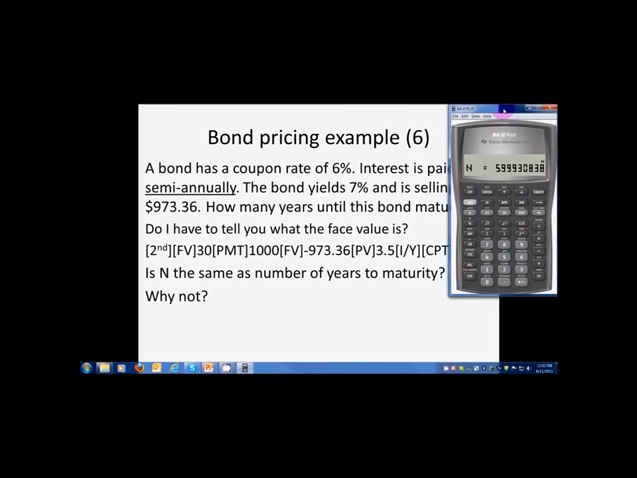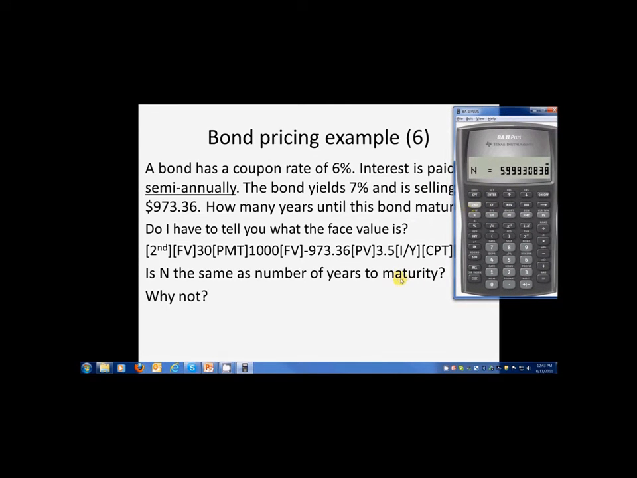And the answer that I get here is 6. Is that the number of years to maturity? No, why not? Because everything we've done here has been in semi-annual periods. The bond paid a $30 coupon every 6 months. The yield was 3.5% per 6-month period. And so when we compute N, what we get is the number of semi-annual periods. How do I convert this into years? It's very simple. We just divide by 2, and that tells you the number of years. So the answer here would be 3 years.